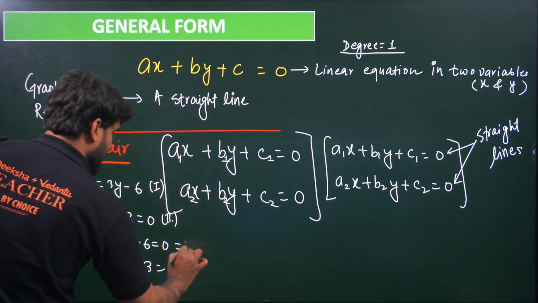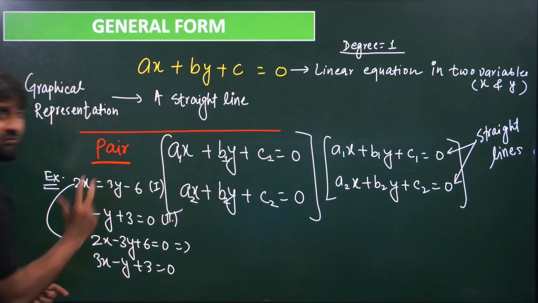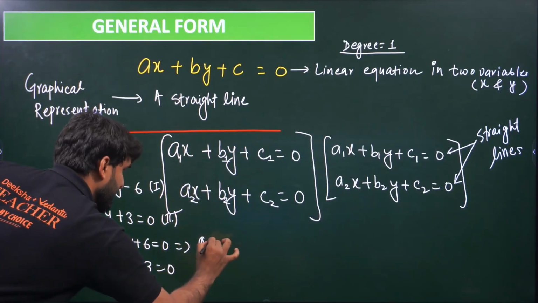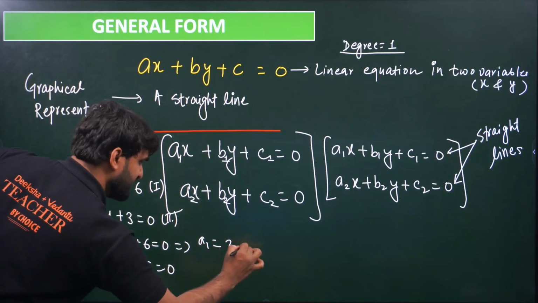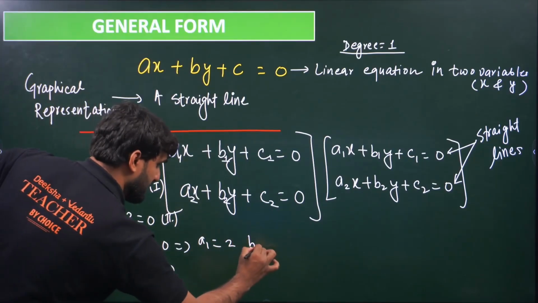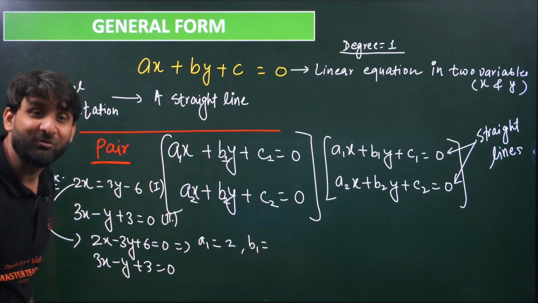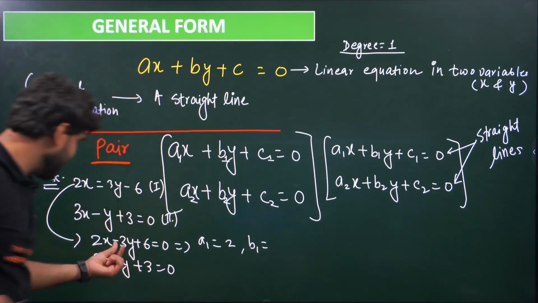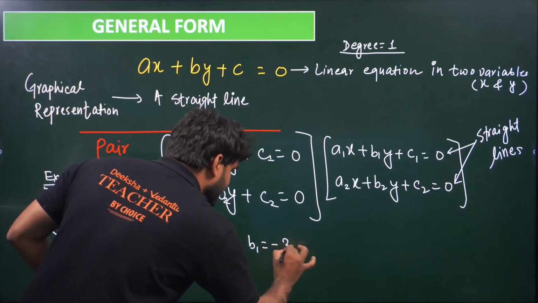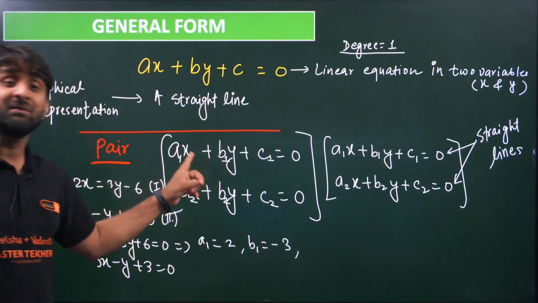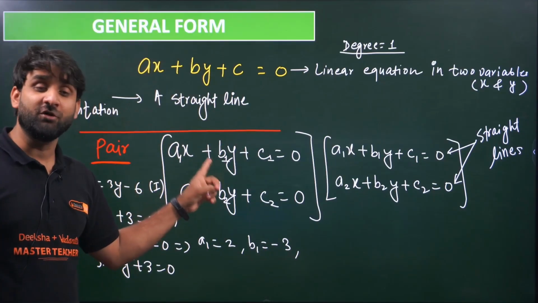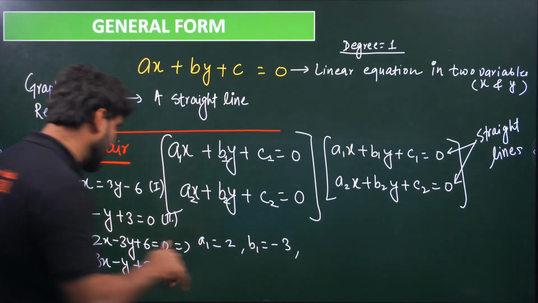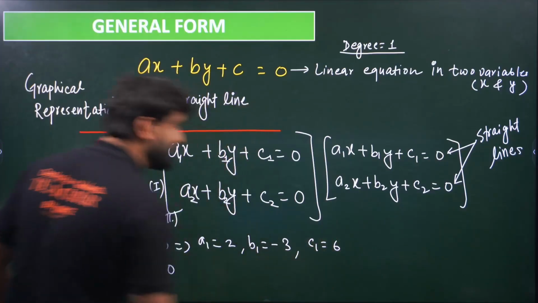Now compare. On comparing both the equations with the general form, what is A1 here? A1 will be 2. This is A1. What will be B1, champions? B1 will be 3. Is it? No. B is in negative form. So you have to write it as negative, because the general form contains a positive sign. So if the coefficient is negative, you have to mention the negative sign also. And C1 here is 6.